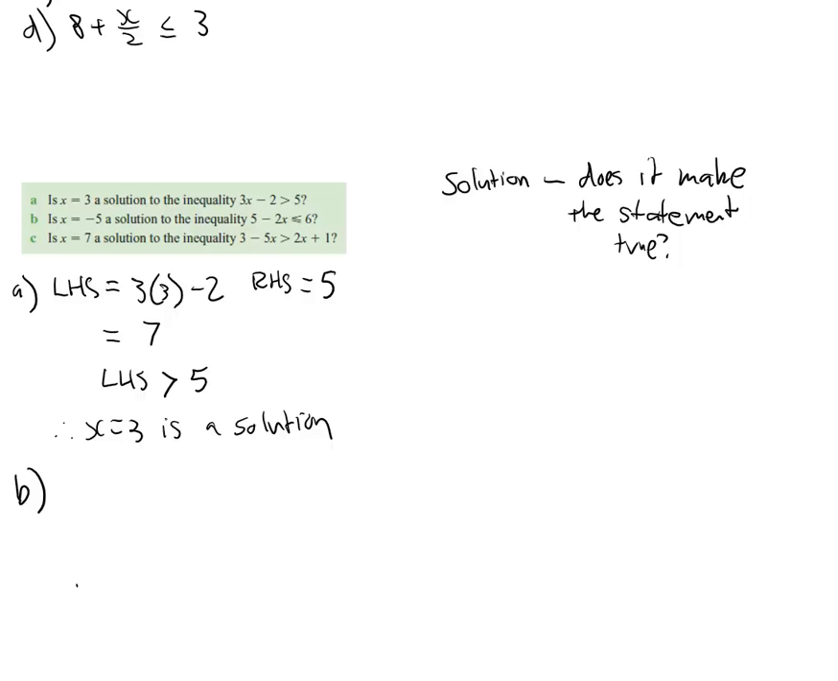Is it a solution to the inequality 5 minus 2x is less than or equal to 6? So let's find what the left-hand side is. The left-hand side is 5 minus 2, and then in brackets we can put minus 5, which is going to be 5 minus, it's going to be 5 plus 10, which is just 15. And our right side is going to just equal 6.